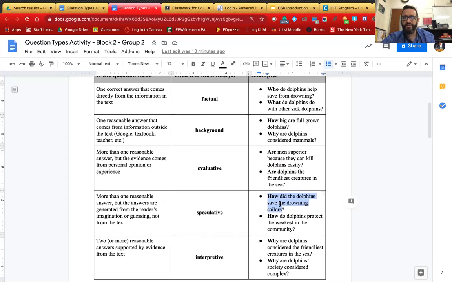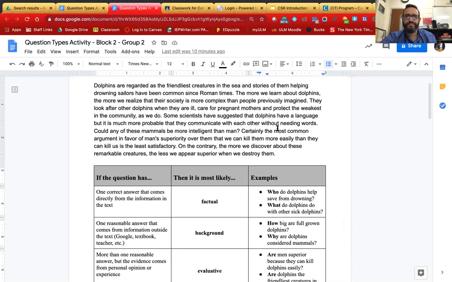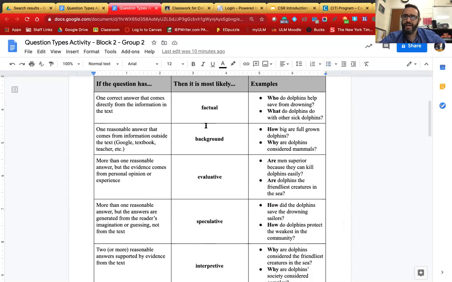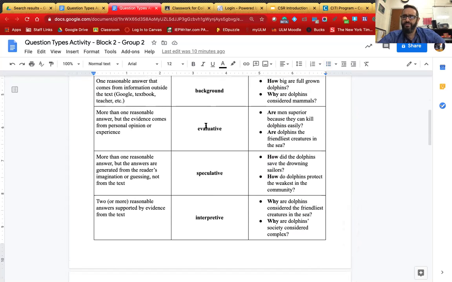Another speculative question is, how do dolphins protect the weakest in the community? Right here, it talked about how they protect the weakest in the community as we do. And that's all it says. So I'm speculating. I'm kind of saying, well, how do they do that? Again, the answer is really in our head, in our imagination. There's some guessing. Maybe we can do a search, but most of the answer is just guesswork.